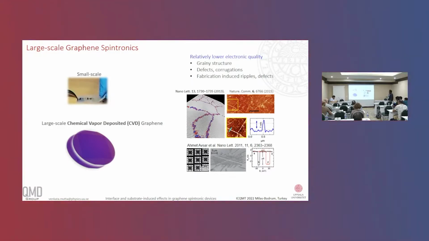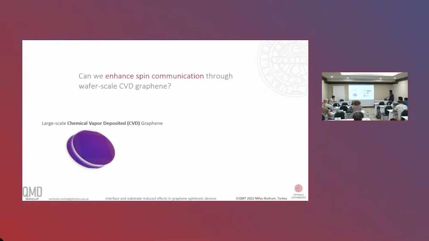So to go from here to here, there are some challenges, because here one can obtain single crystals. Here the intrinsic nature is very polycrystalline with grain boundaries, defects, and corrugations, and one can keep on adding more and more fabrication related defects. Despite that, spin transport has been demonstrated in this kind of devices made of chemical vapor deposited graphene. So the question is that those values are of the order of 150 picoseconds. Can we go to higher values? Can we enhance spin communication through wafer scale graphene?